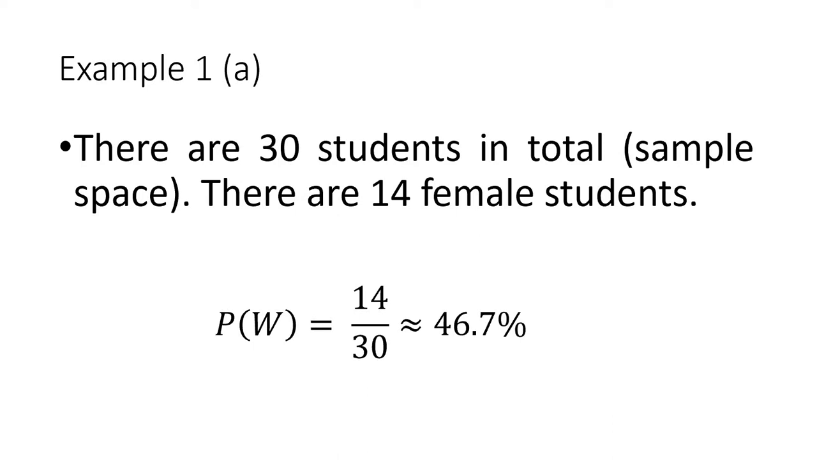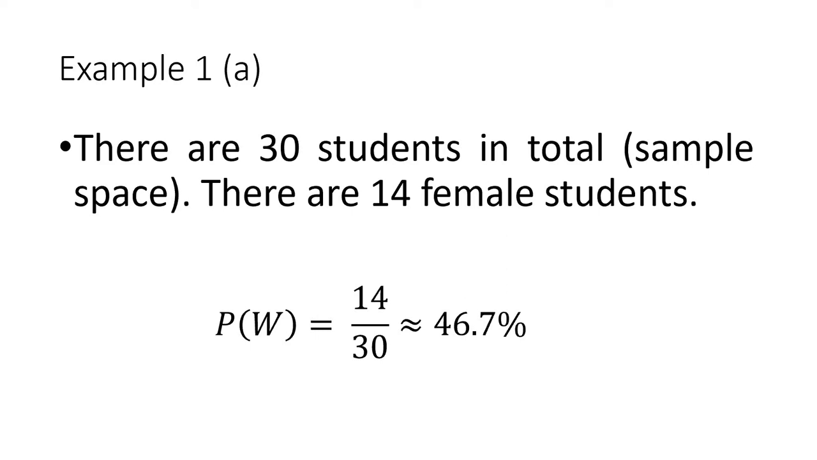We know that there are 30 students in total, 14 female students and 16 male students. We call it our sample space. So this is the space consisting of all the possible outcomes. There are 14 female students, so the set of successful events consists of 14 elements.